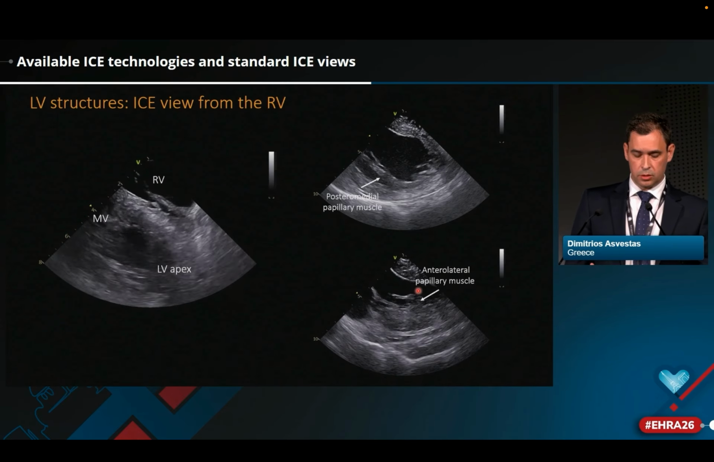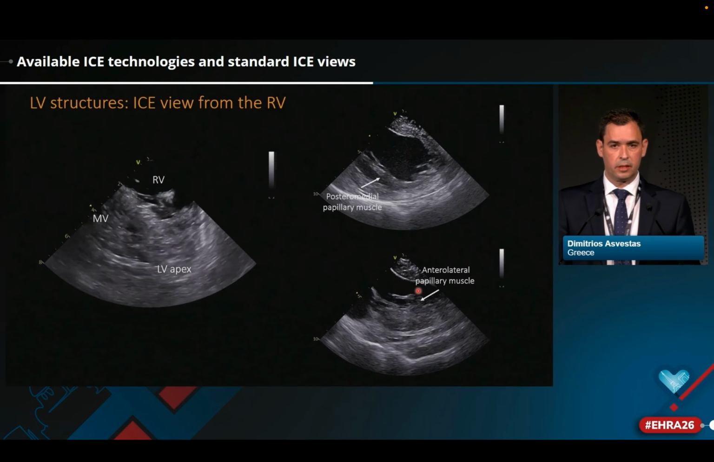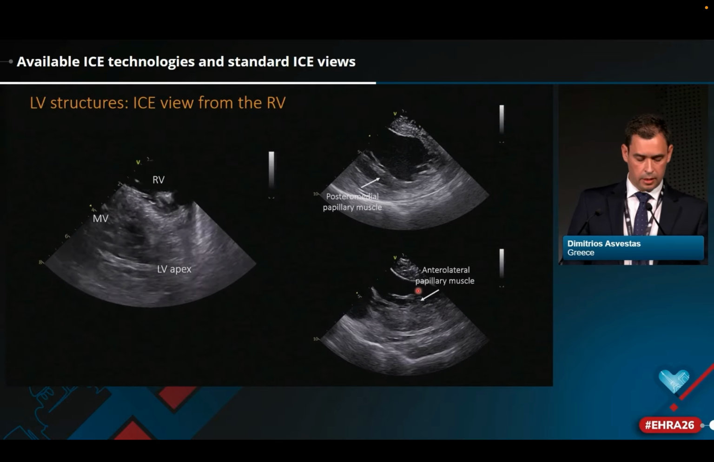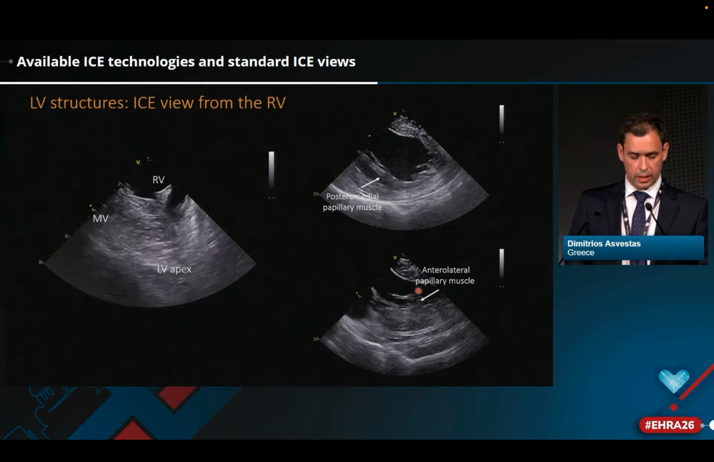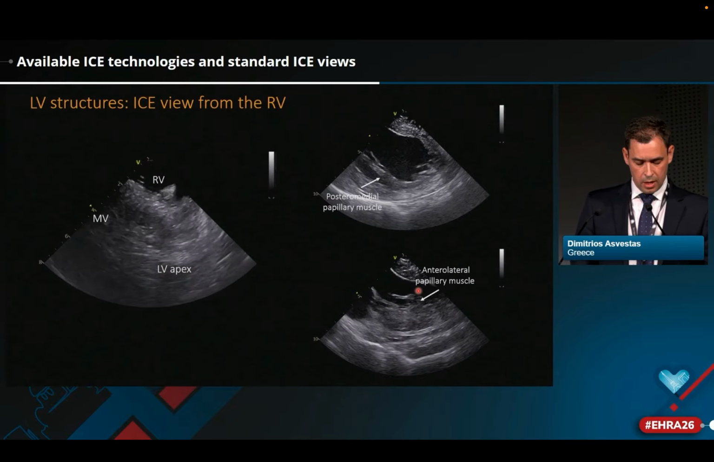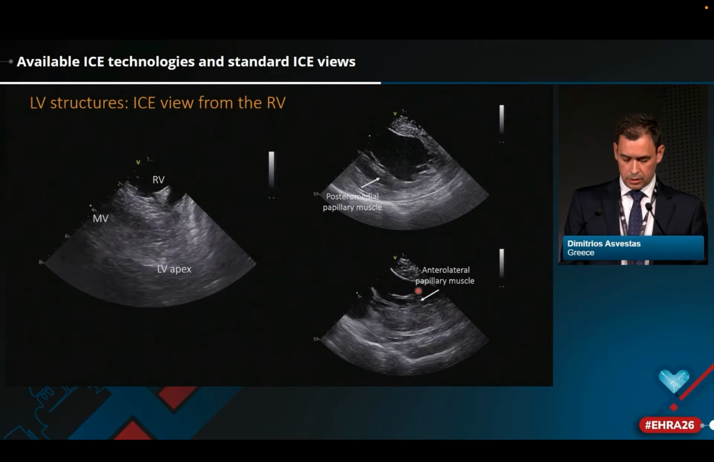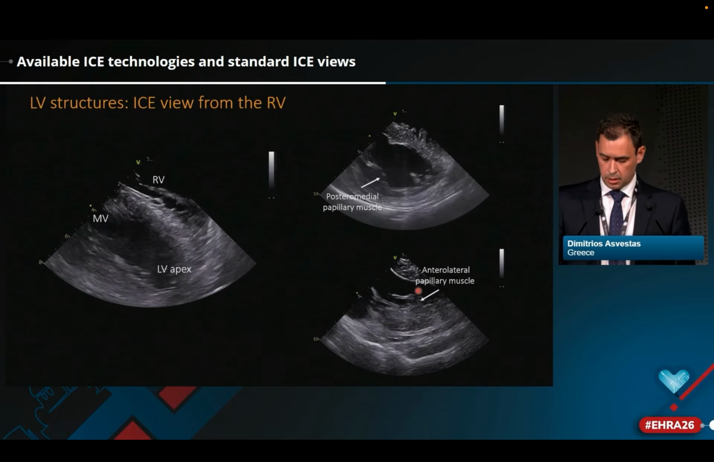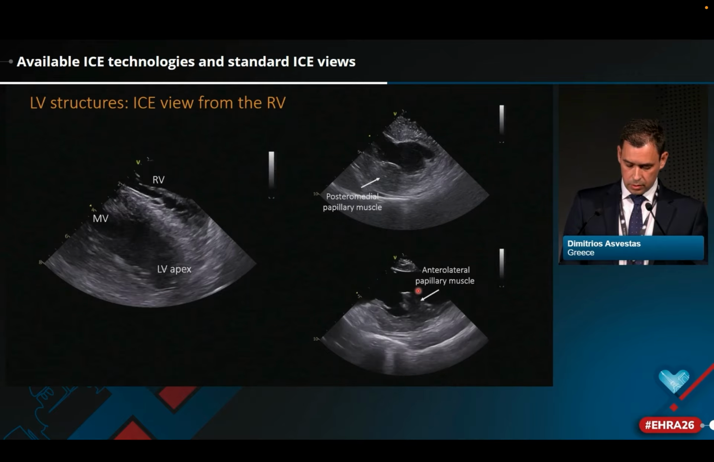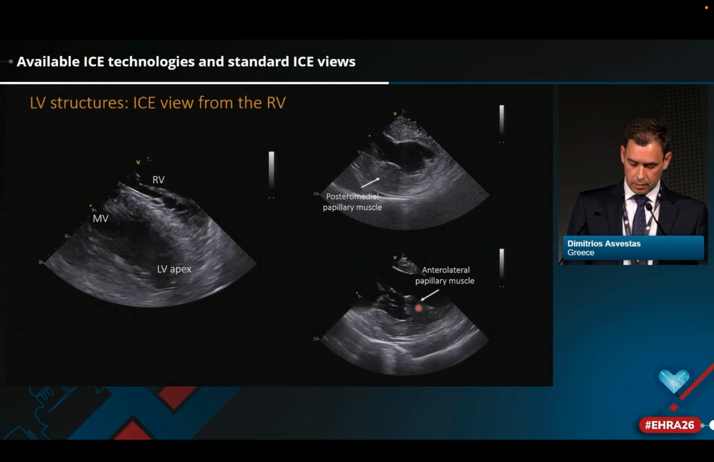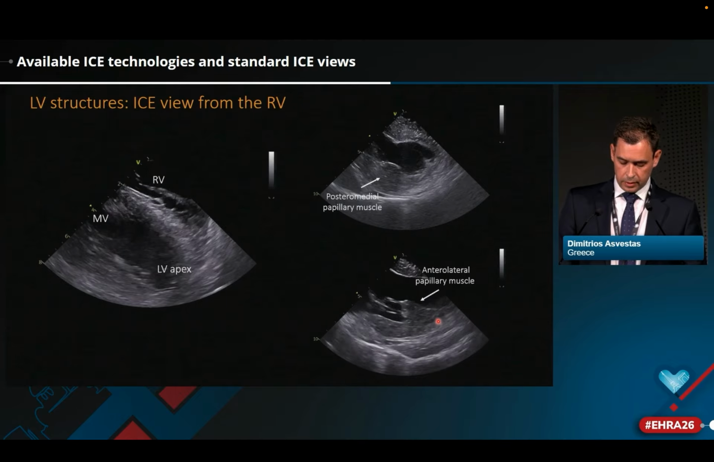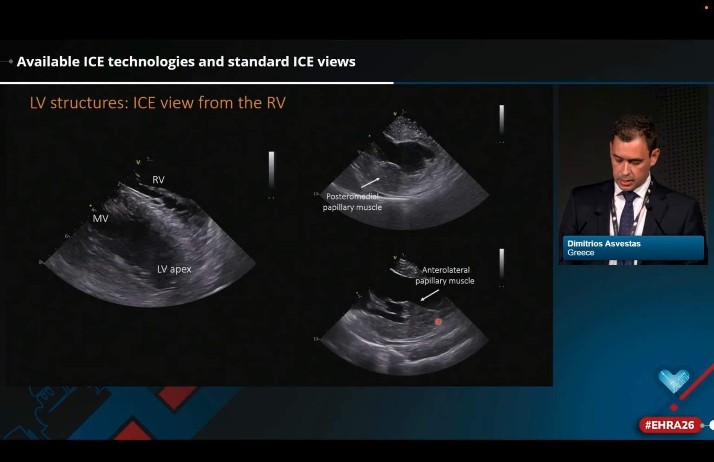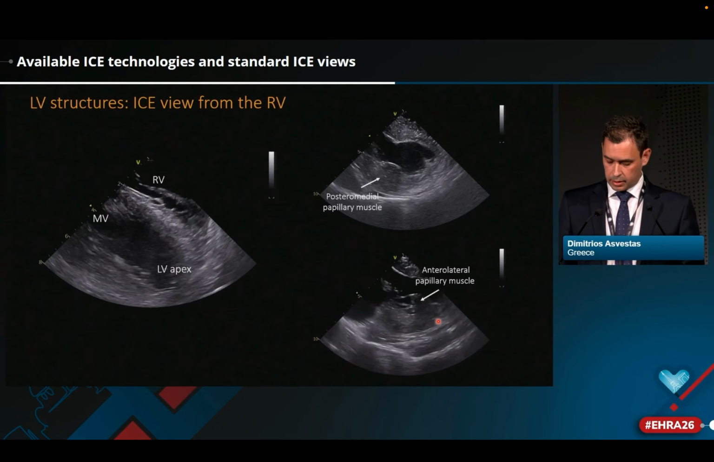Slight clockwise rotation shows the interventricular septum, and we can see the left ventricle in long axis view and the apex of the left ventricle. Additional clockwise rotation shows the posteromedial papillary muscle, and more clockwise rotation shows the anterolateral papillary muscle and the lateral wall of the left ventricle. This view is crucial for assessing precise anatomy and number of heads during a catheter ablation.